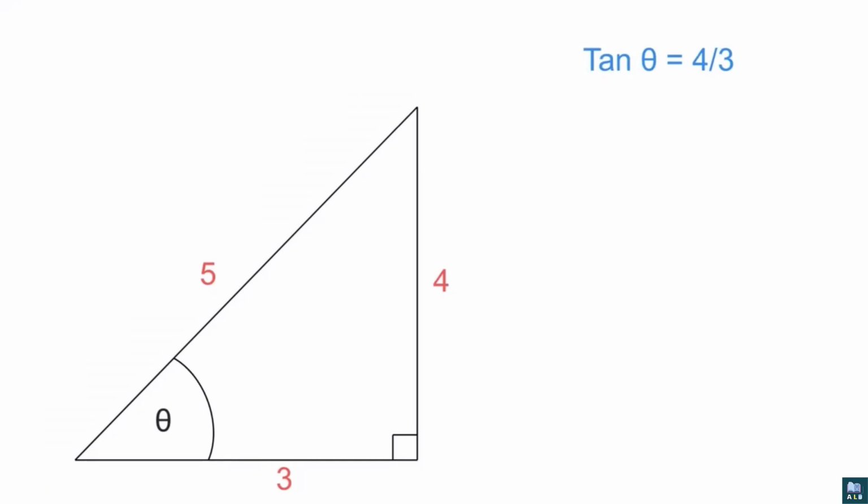Using tangent, we use the formula TOA. Tangent of theta is equal to 4 over 3, opposite over adjacent. So the tangent of theta, let's turn that into a number, is going to equal 1.33. And again, we want to get rid of the tan, so we have to inverse tan that out of there. So let's take a look at our calculator one last time.